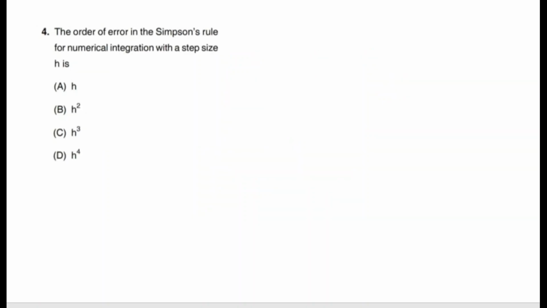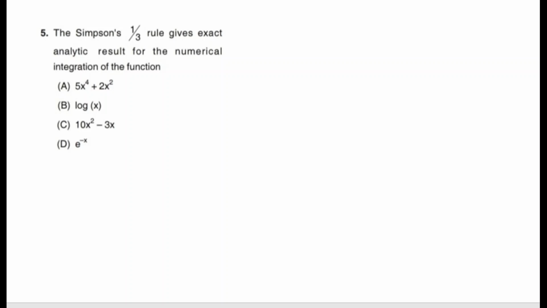What we have in this next question? Yes, I have already explained about this. The order of the error in Simpson's rule for numerical integration with a step size h is, in the trapezoidal rule, the order of the error is h square. Here it will be h to the power of 4. The order of error is h to the power of 4. Okay, yes, let us proceed to the next question.